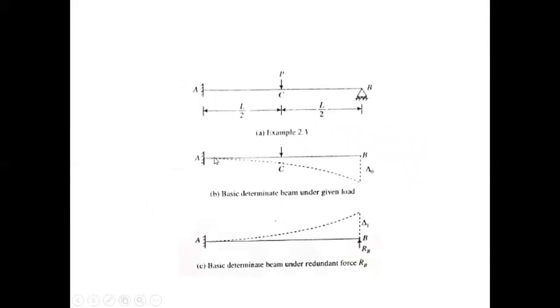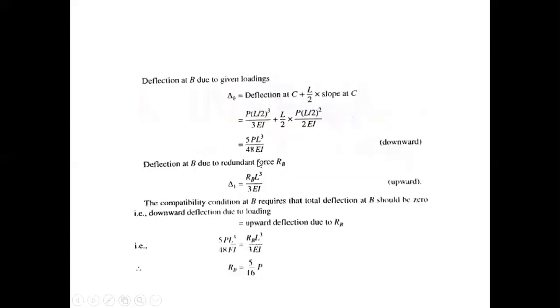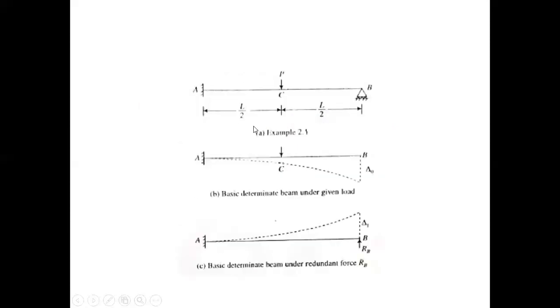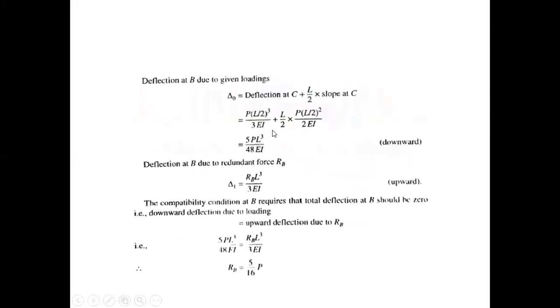Consider a cantilever beam where one end is fixed and the other is free, and on the free end a load P is acting. We need to calculate the deflection over here. That will be PL cube upon 3I. Here in this case, L is L by 2, so it is P(L by 2) cube upon 3I plus L by 2 times P(L by 2) square upon 2I. That is the slope at C.